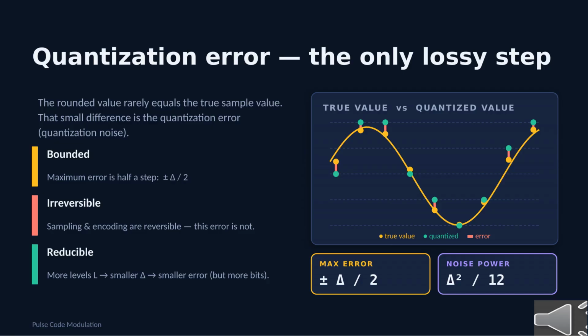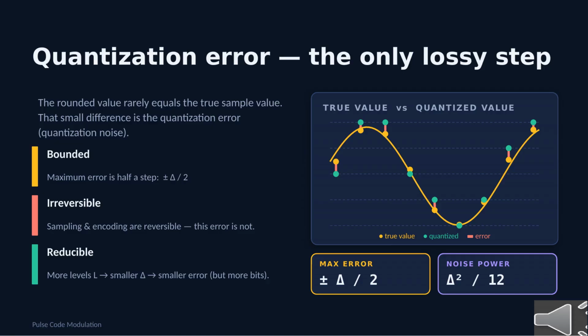Quantization is the only step in PCM that causes loss of information. Sampling and encoding are reversible, but the quantization error can never be removed. Now, how can we reduce it? We can reduce it by increasing the number of levels given by L. More levels means smaller step size, and a smaller step size means smaller error.